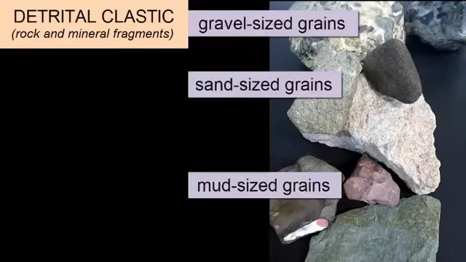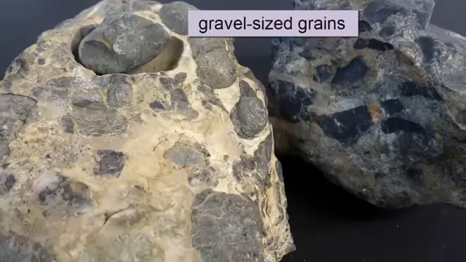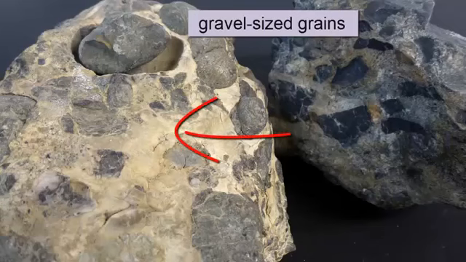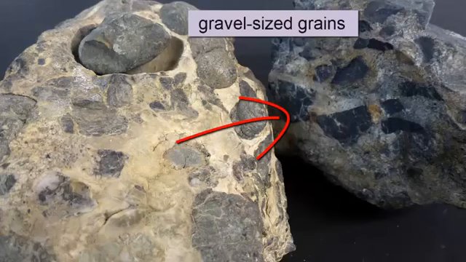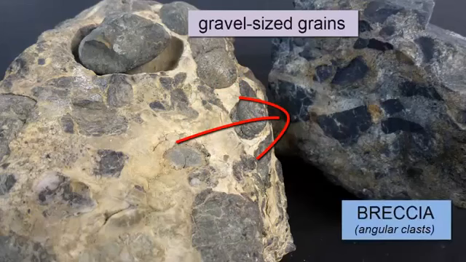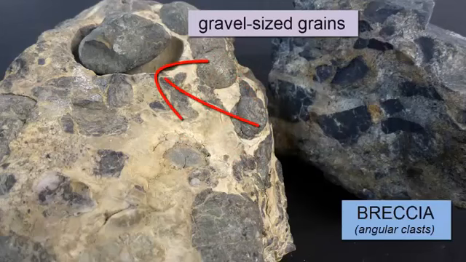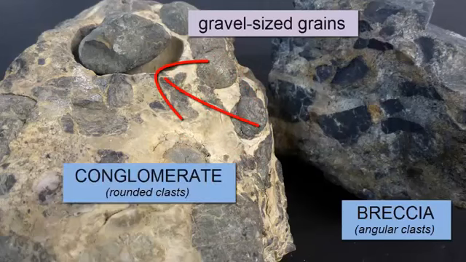Detrital. Again, we can order these by grain size as shown here, with gravels at the top and muds at the bottom. Looking more closely at the gravel-sized class, we see that this rock contains clasts that are mostly rounded, while this one has clasts that are angular. We call a rock made of angular gravel-sized rock and/or mineral clasts a breccia. One made of rounded gravel-sized rock and/or mineral clasts is called conglomerate. Note that both of these rocks usually have clasts of all grain sizes, displaying very poor sorting, but gravel-sized clasts dominate.